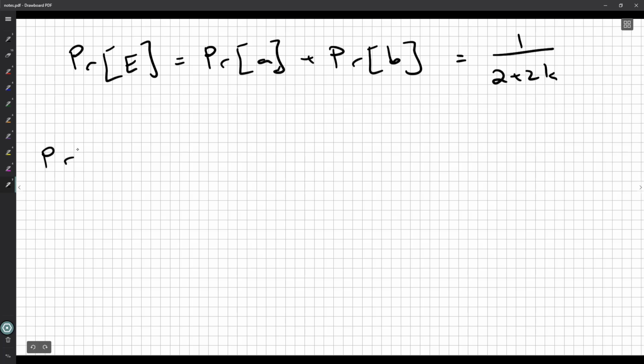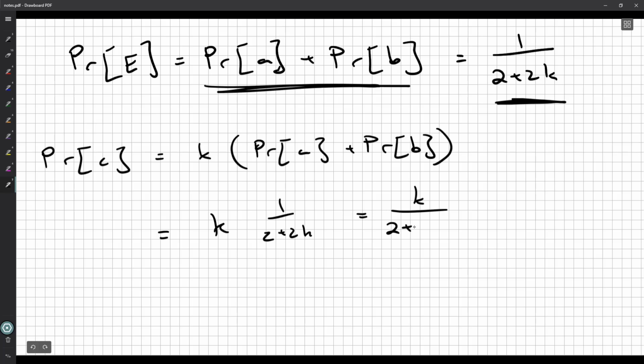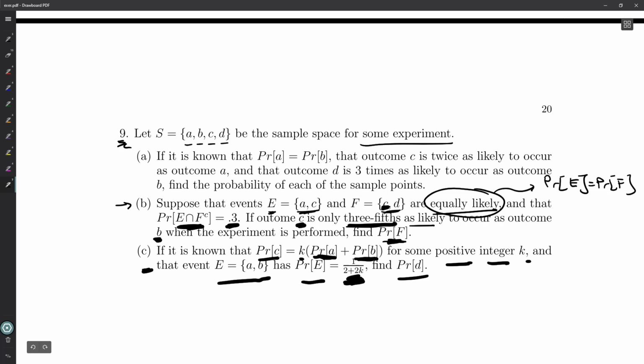Now, what do we know about the probability of C? Just putting all the information in here. It's K times probability of A plus probability of B. But I just found out that that's 1 over 2 plus 2K. So the probability of C is K over 2 plus 2K. Okay, so I know the probability of C. I don't know the individual probabilities of A and B, but I know their sum.